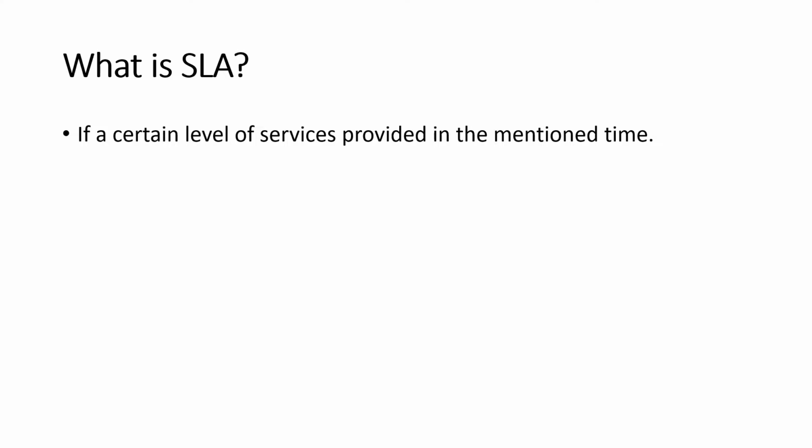P2 means the priority is 2, where the urgency is not as high as critical, but it is also high. And P3 means priority 3, where it is low priority, so the level of urgency is low. Right. So we will see how impact, urgency, and priority work inside ServiceNow.